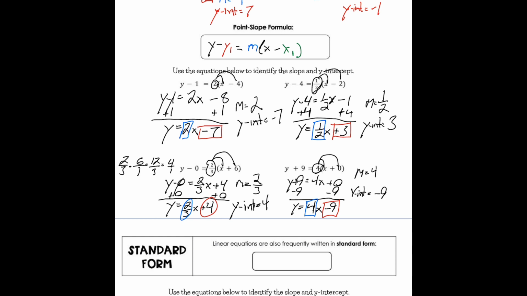And remember, whenever you have a whole number as your slope, like in this equation we have 4, it's really 4 over 1. So when you're graphing it, you're rising 4, and then your run is 1. So you're going up 4 over 1.